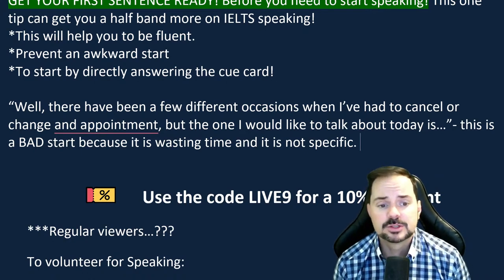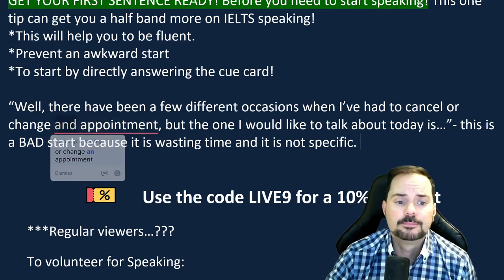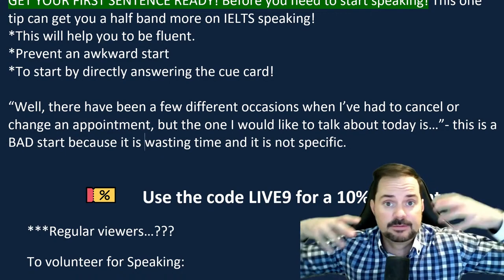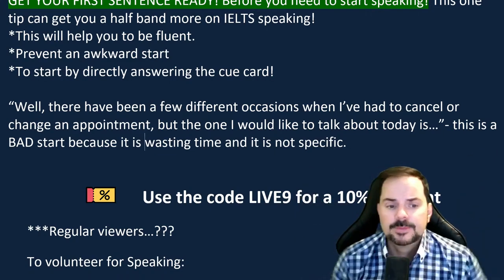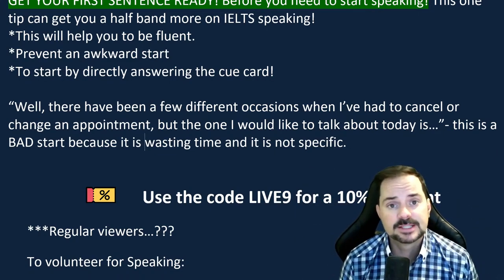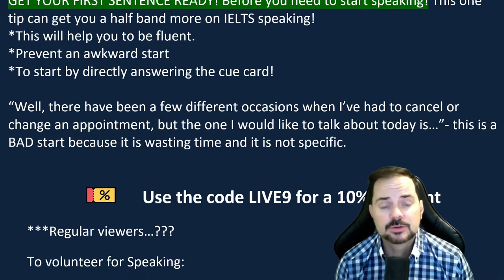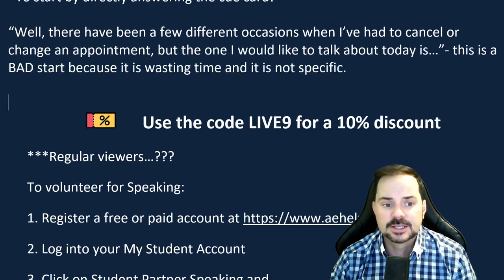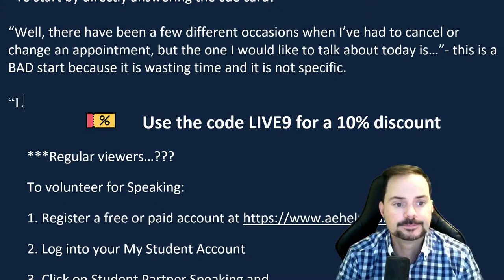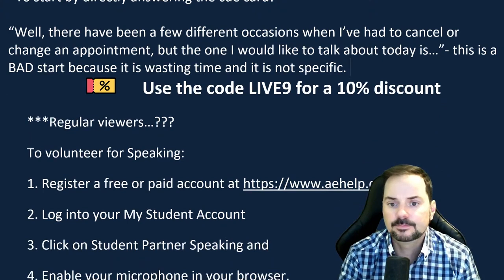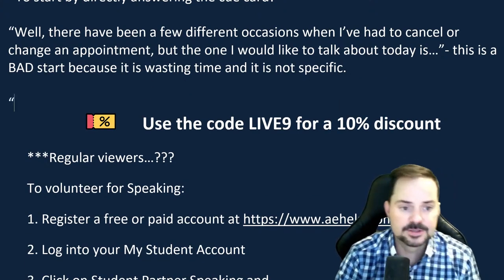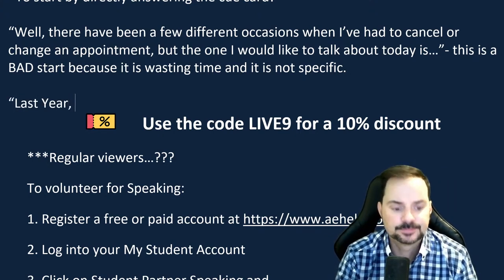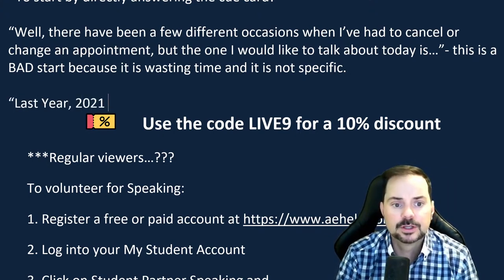I know that some students learn to start their response this way by kind of generally drawing a picture, but it's not a good start. Not if you want to get a band 7, 8, 9, okay? If you want to get those higher band scores, you have to be much more specific. So you have to start like this. You have to be specific. You have to say last year, 2021, June.